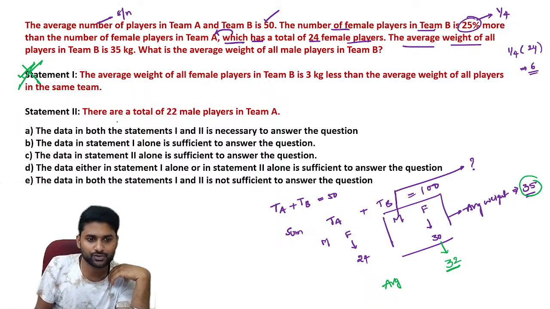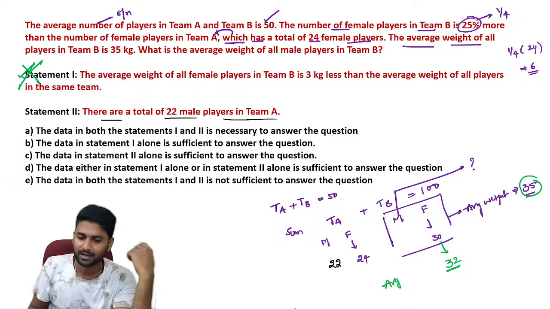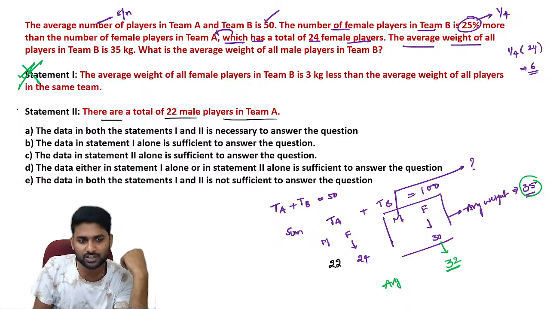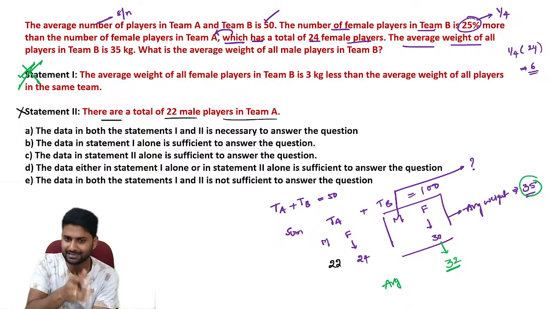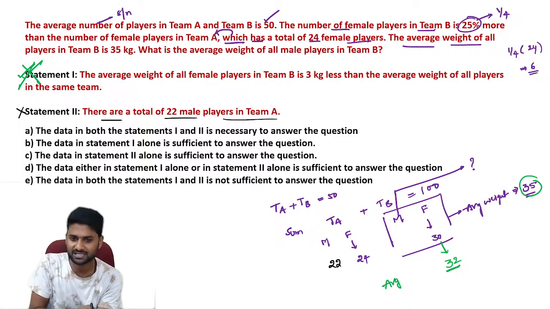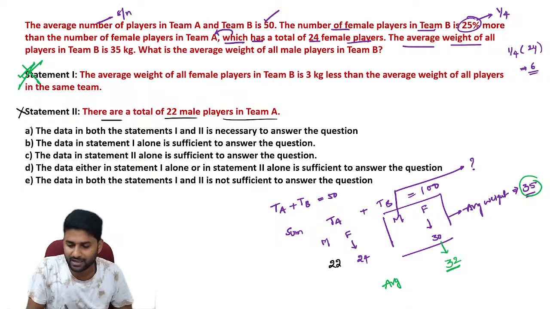Let's take statement 2. There are a total of 22 players in team A. So the number of male persons in team A is 22. Yes, guys, this information is also not at all sufficient to answer this question. Why? Because they are talking about only team A's strength. They are not talking anything about team B. So we need a proper comparison. That's why statement 1 alone is not sufficient, and 2 alone is also not sufficient.